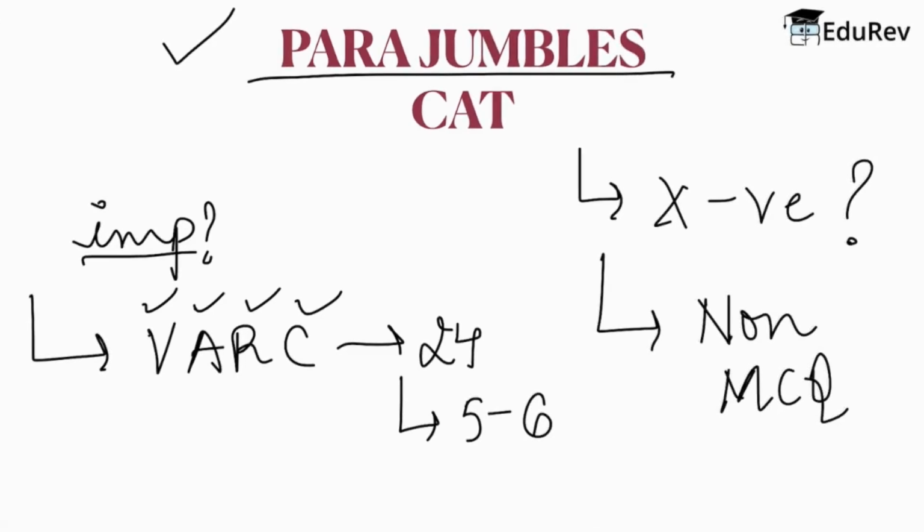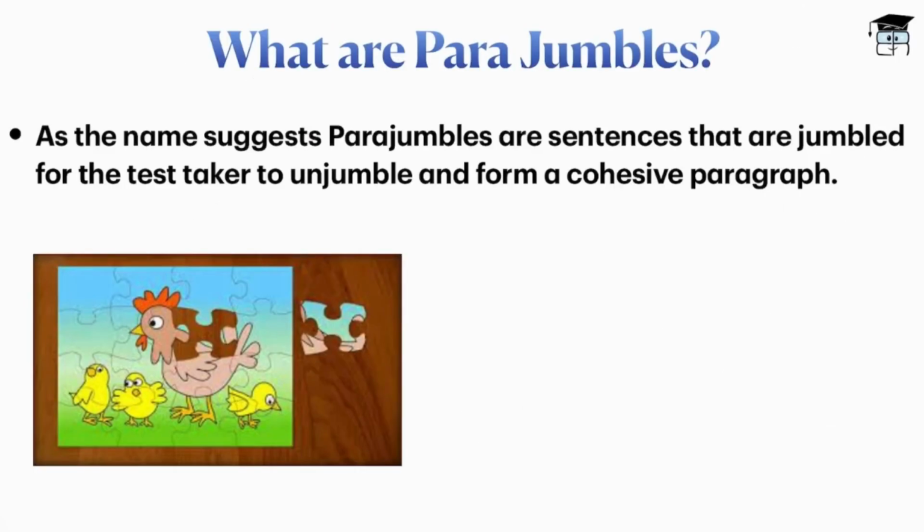Now the CAT exam has a criterion that they do not negatively mark you even if you attempt a wrong question in this section. That means that you can attempt all the questions in this section even if you're not sure about the correct answer. Okay. Now let us jump into what are para-jumbles.